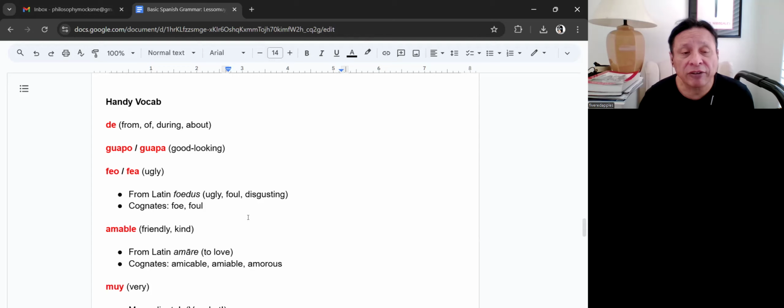Feo comes from the Latin foedus. Foedus means ugly, foul, or disgusting. And that's basically all the meanings in Spanish. I just gave you ugly, but in Spanish, feo could also be disgusting. You can say this food is disgusting: esta comida, this food, is fea. So foul, ugly, foul. And cognates, we have faux, something is foul, right? So the cognates kind of help: feo is ugly.